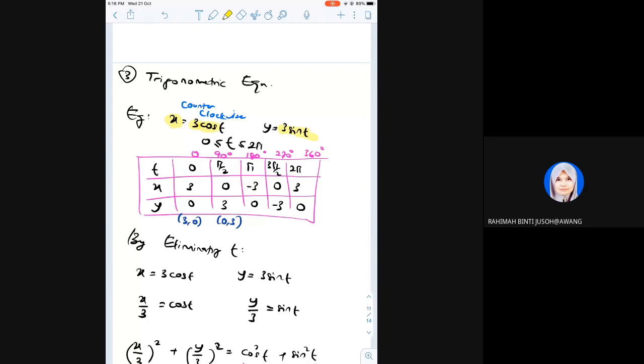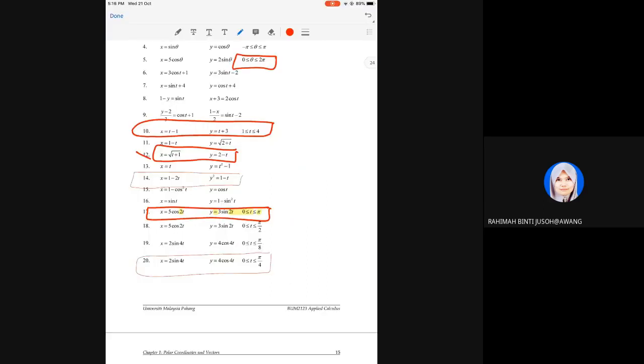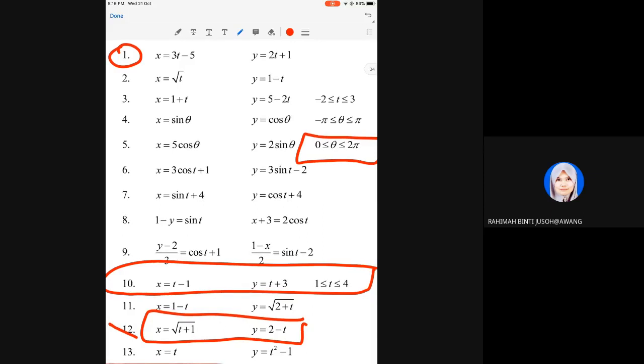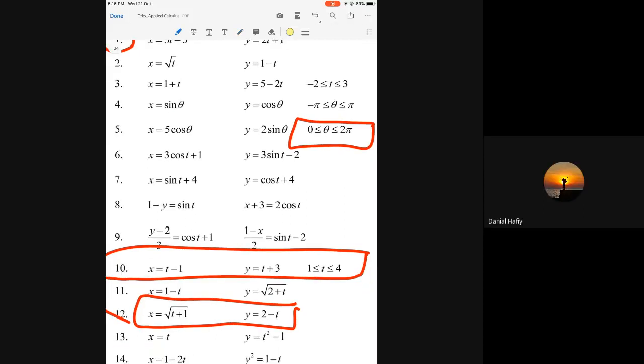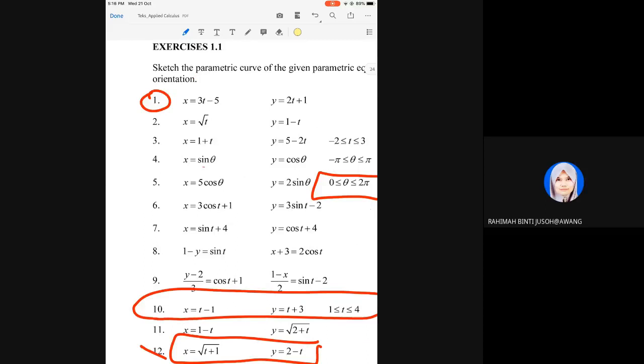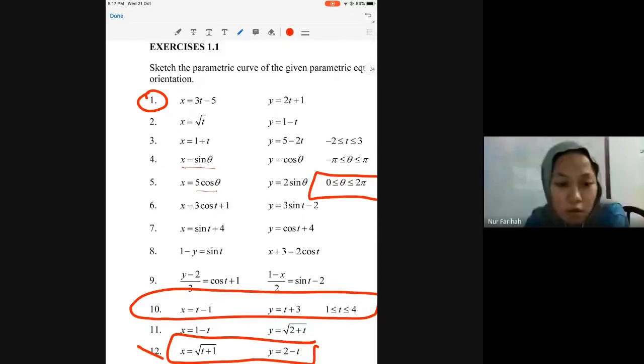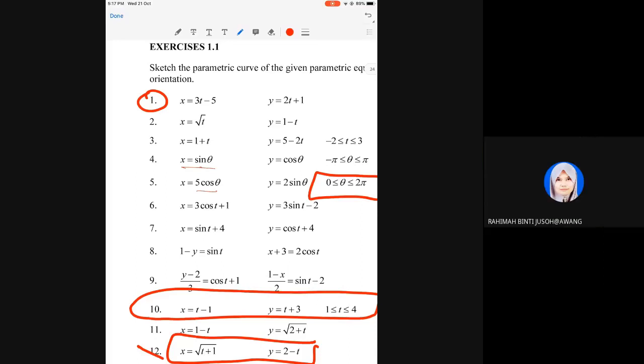Okay, so if we look at the equation. Okay, question number 4 tu counterclockwise or clockwise, the orientation? Counterclockwise. No. Question number 4. Oh, clockwise. Clockwise, yes. Okay, question number 4 ni clockwise sebab dia sign. Question number 5 clockwise or counterclockwise? Counterclockwise. Okay, good. Well done.